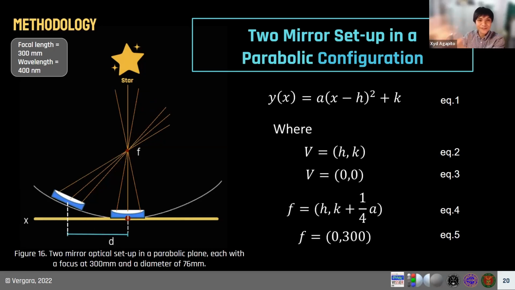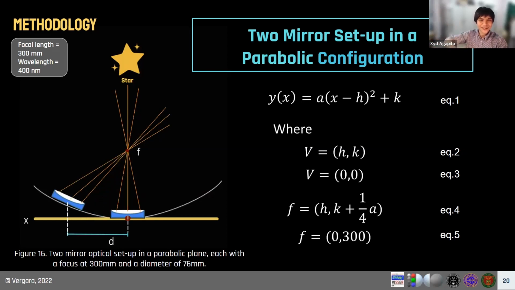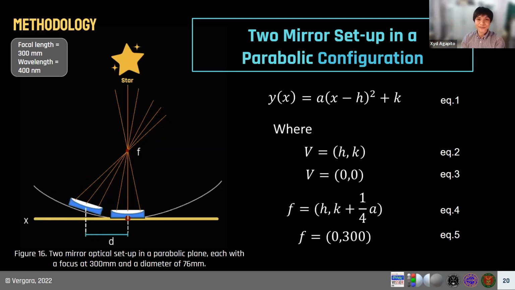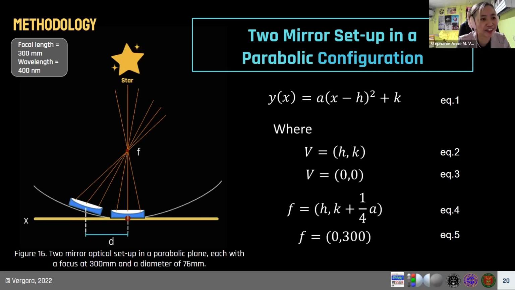So you're only given a diameter of the mirror, and then you'll be able to solve a range of values that correspond to an optimal distance based on that equation of the parabola or the circle. I think that could be an interesting addition to your work. Okay, sige po, kind of interesting. I'll try to do it po. Pwede ba? Okay, sige.